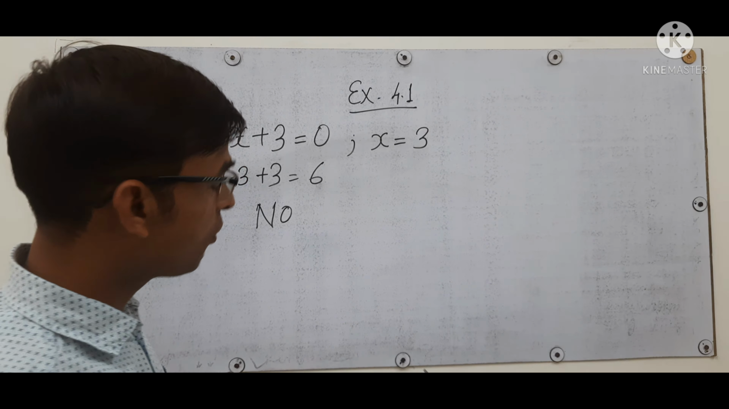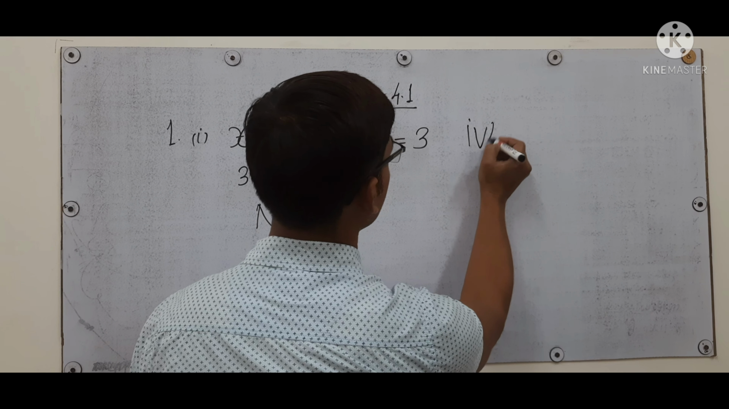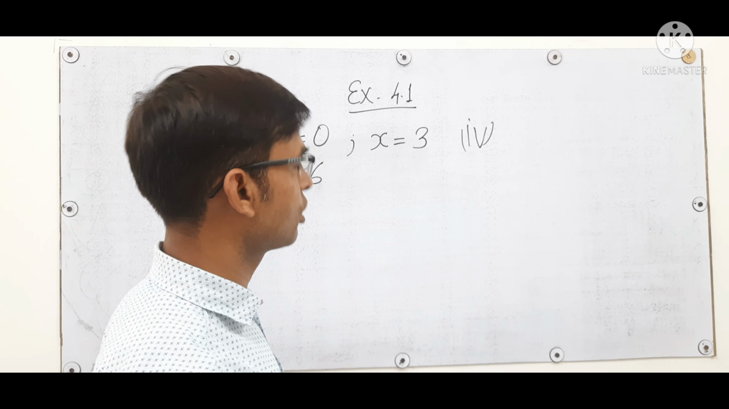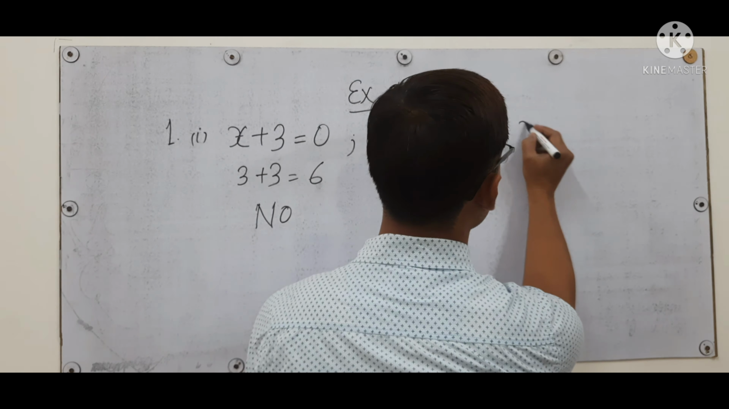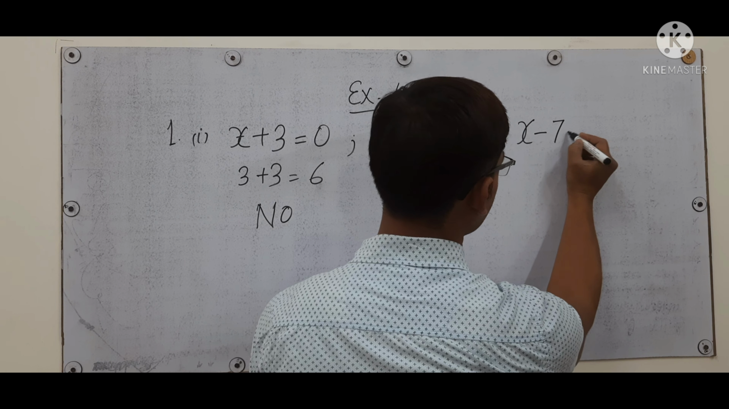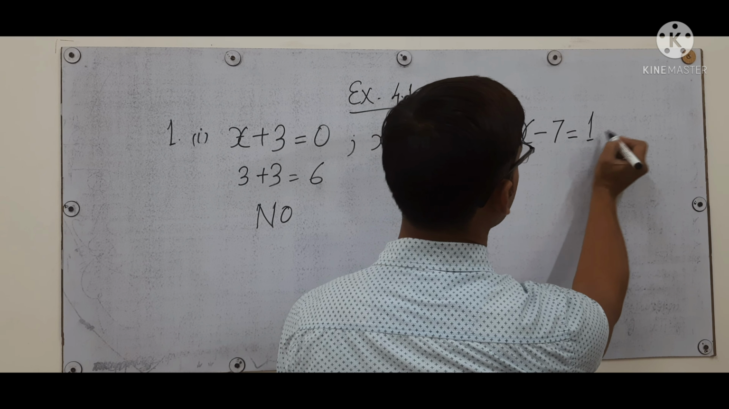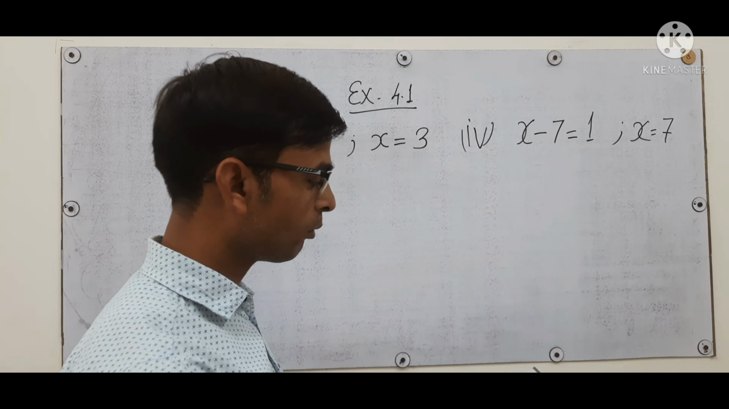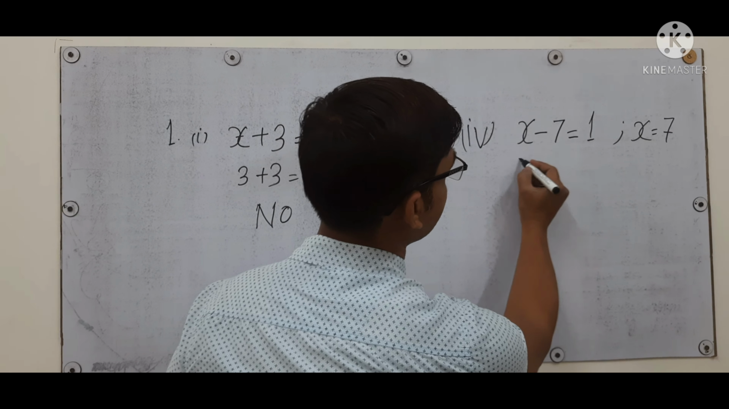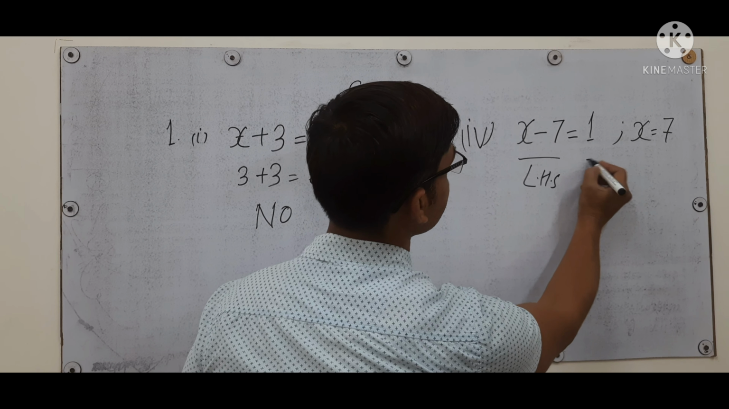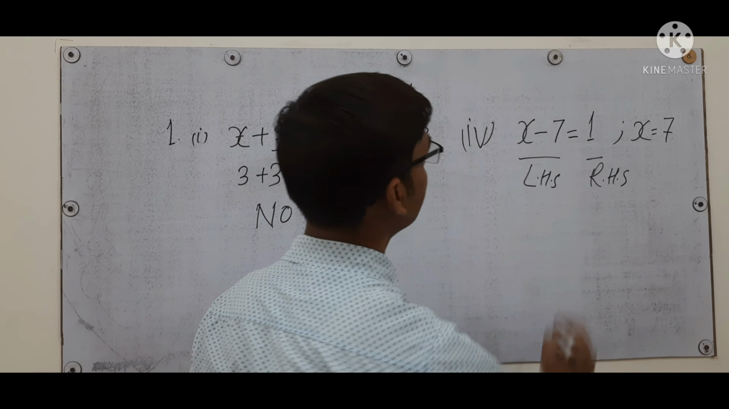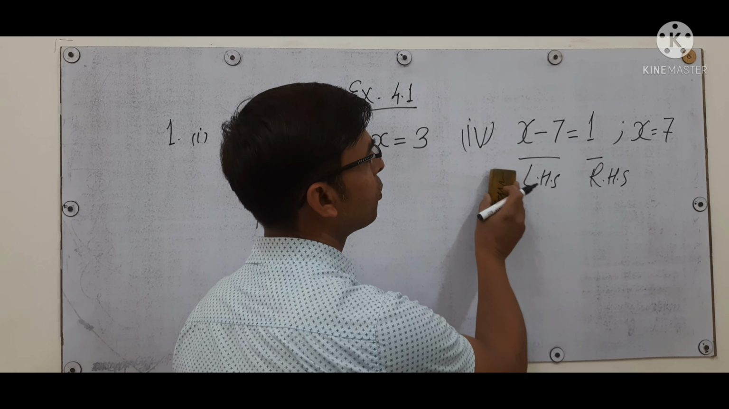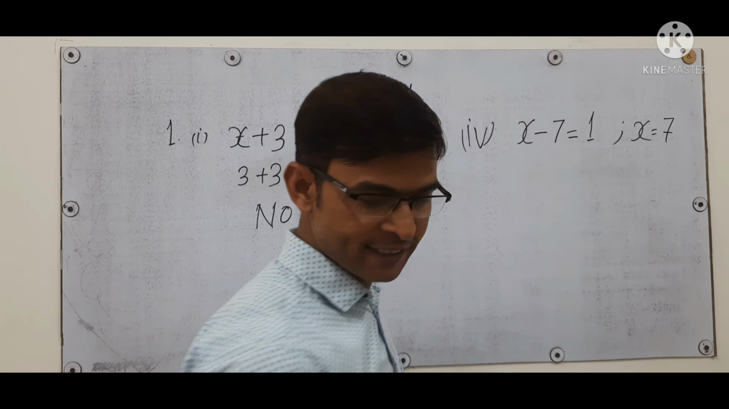Now we are going to solve part 4, because the second and third are very easy and you can do them on your own also. So let's see how we will solve part 4. Here it is x minus 7 is equal to 1, and the value given is x equal to 7. Here this is the left hand side and this is the right hand side. We will check whether the left hand side is equal to the right hand side when we put the value of x, that is 7.